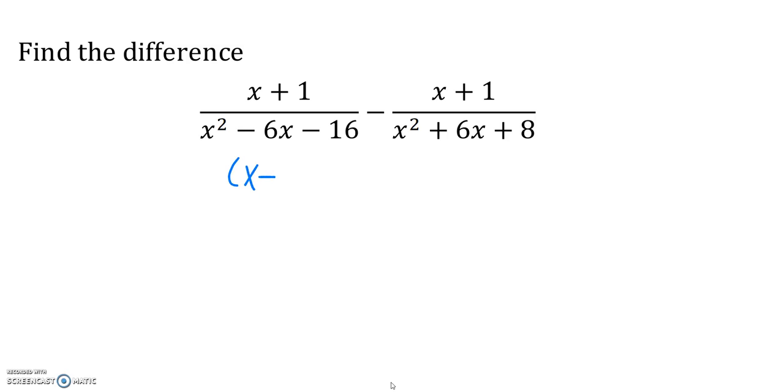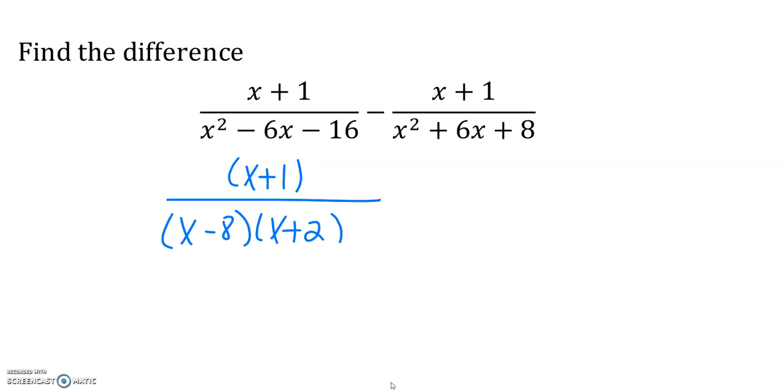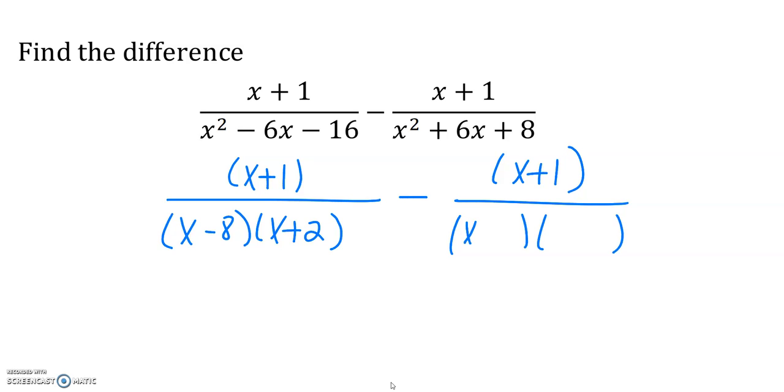So on top we have x plus 1. Over what multiplies to 16 and adds to negative 6? That's going to be x minus 8 and x plus 2. Okay, then we're subtracting x plus 1 over what's going to multiply to 8 and add to 6. That's going to be x plus 4 and x plus 2.